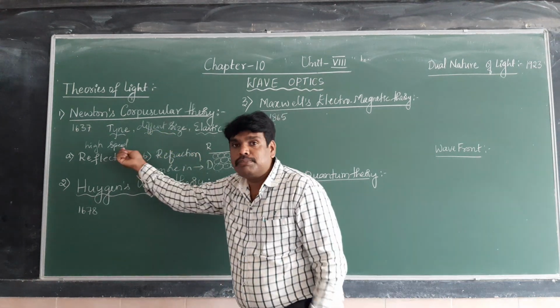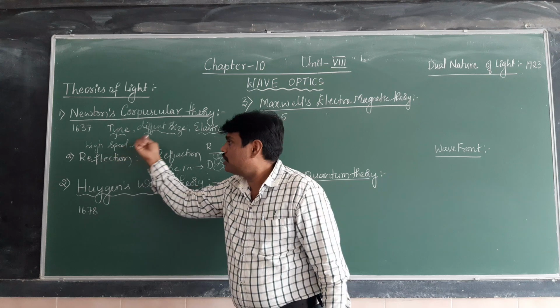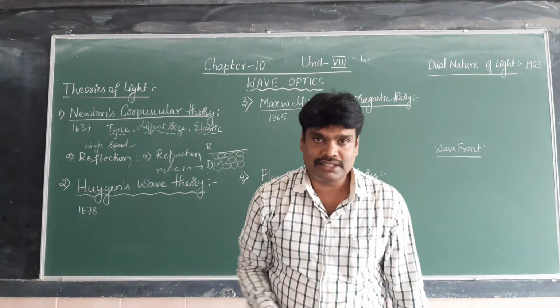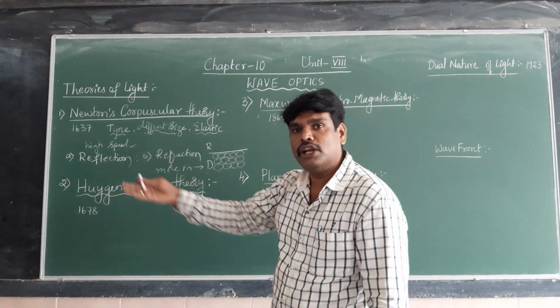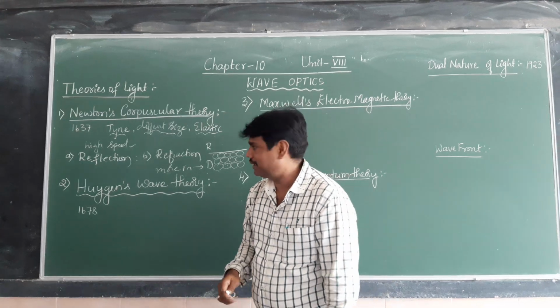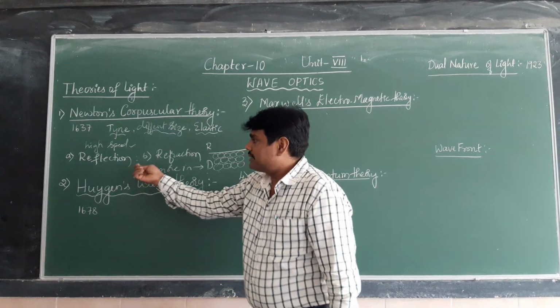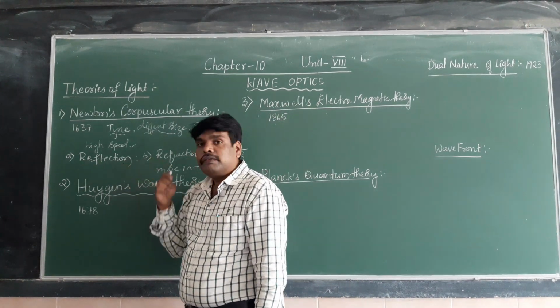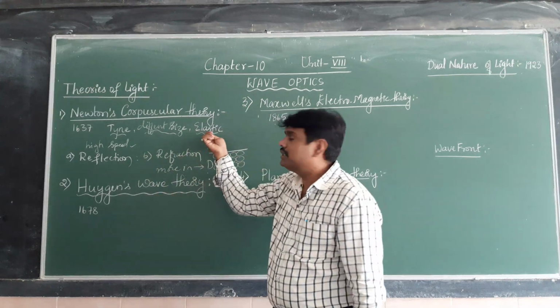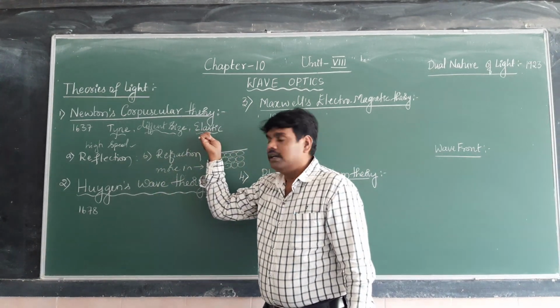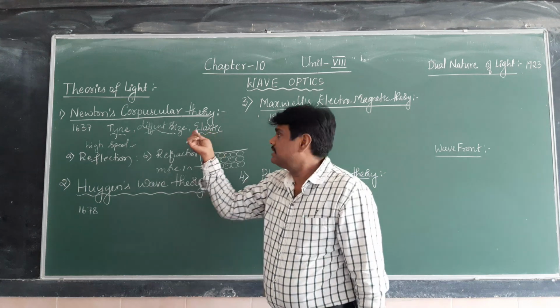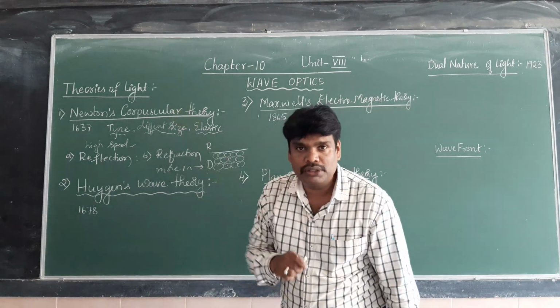He has successfully explained rectilinear propagation because the corpusculars are assumed to be very fast. If they are moving very fast, they obviously occupy a straight path. And he has successfully explained reflection of light because he has assumed that in this corpuscular theory, the light is treated as highly elastic corpusculars.